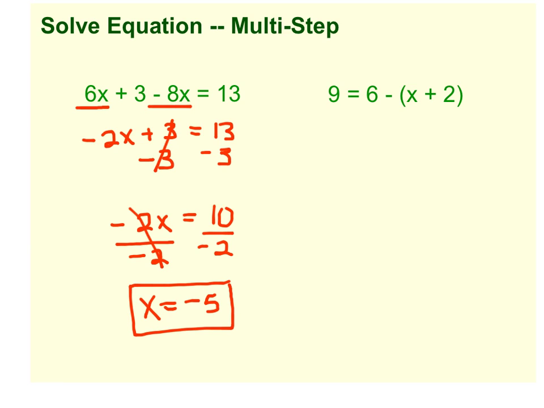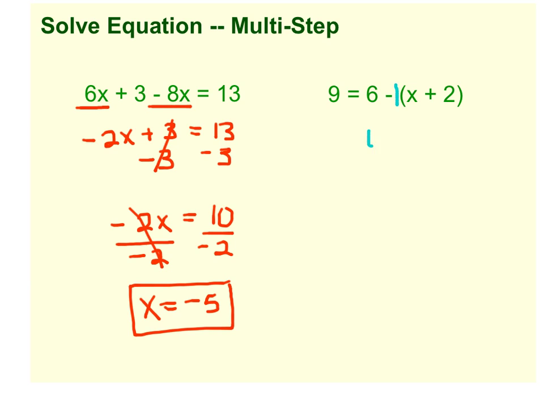Alright, so our next example, again, look for any distributing that you have to do. This parentheses right here, if there's a number in front, we would distribute it. There's not a number in front, but there is a subtraction sign. So the best way to deal with that is go ahead and put a 1 in front of your parentheses, and now you're going to distribute a negative 1.